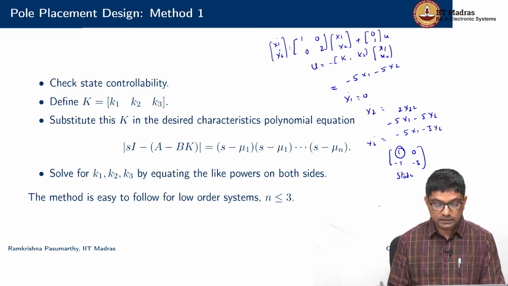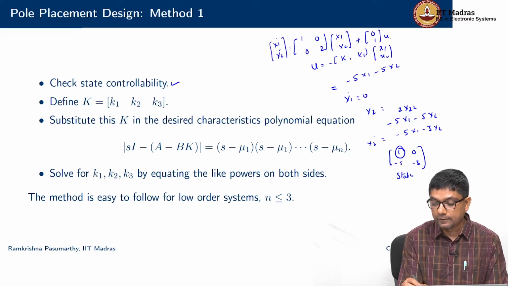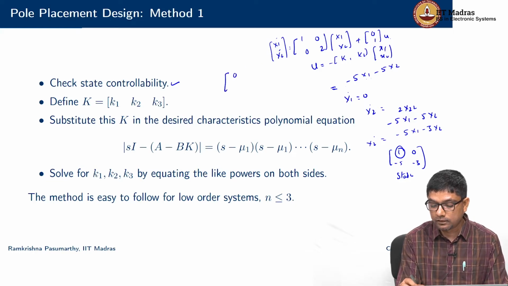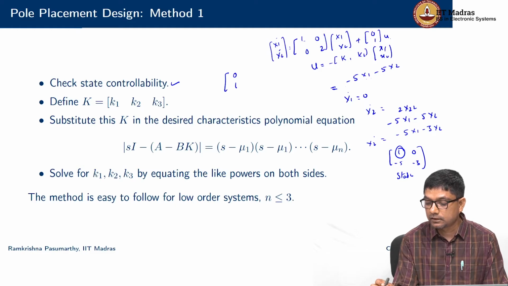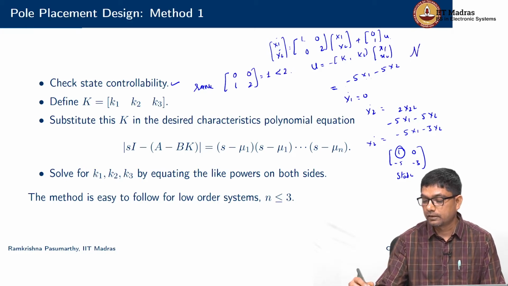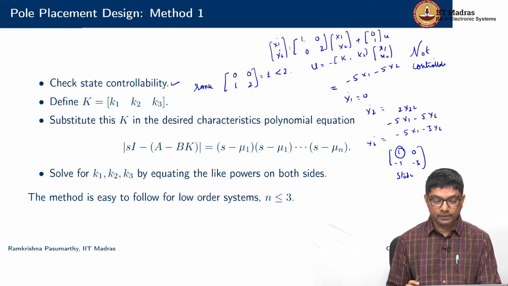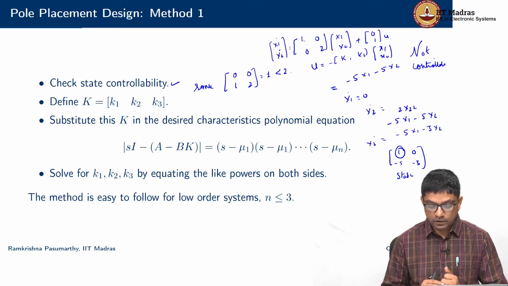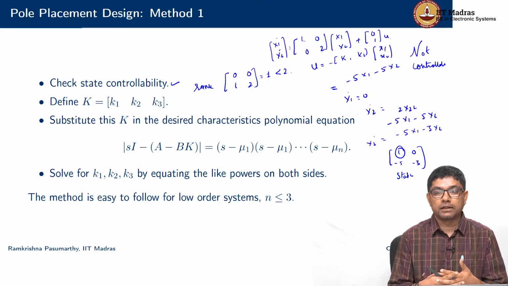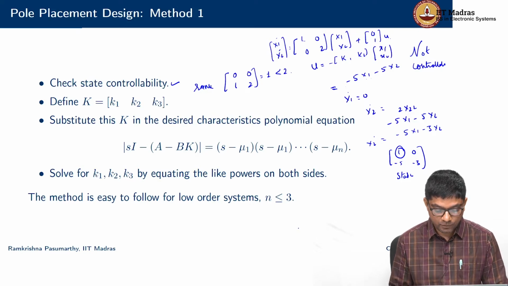So, in this case, first check for state controllability. Here the controllability matrix is: B is [0; 1], and A times B is [0; 2]. So, the rank of this controllability matrix is 1, which is less than 2. The system is not controllable, and therefore controllability is a necessary condition. Now assume that the system is controllable, what happens then?